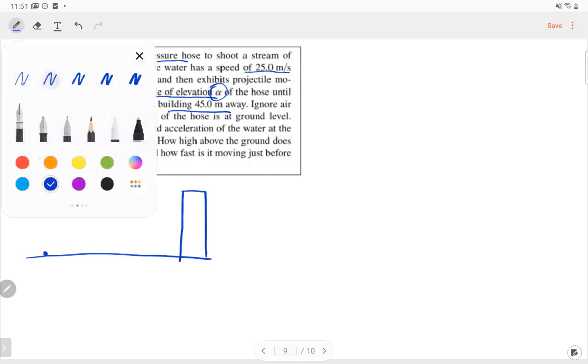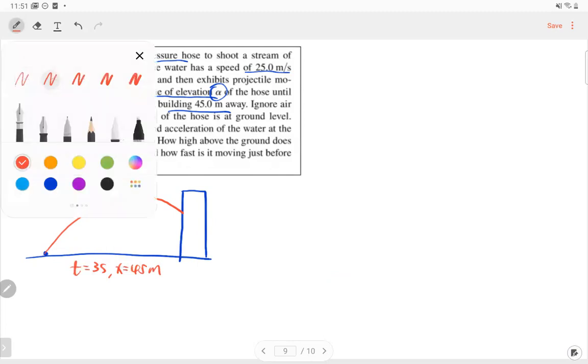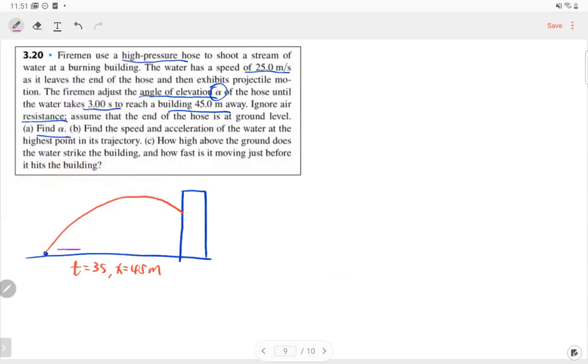Okay. The water stream looks like this. And it says it takes 3 seconds and 45 meters. This is the X displacement, this is the time to reach the building. So let's find the angle alpha.